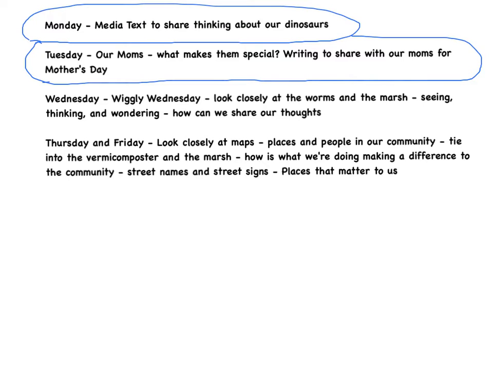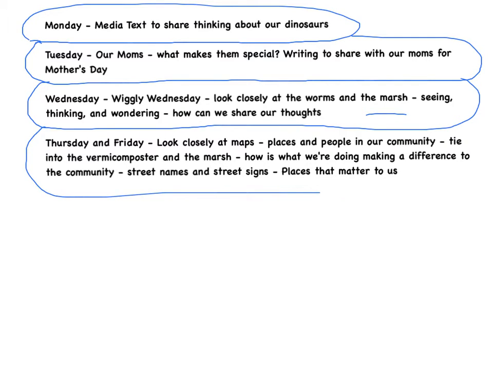On Wednesday, it's going to be our Wiggly Wednesday, but I'd also like to tie it in with the Marsh learning as well, and really kind of getting them into seeing, thinking, and wondering based on it. And I'm thinking maybe small groups would be neat with them to be able to dig deeper into it. So maybe having our Marsh set up in one area and having the worm set up in another, and giving them a chance to look, to explore, to see what's there, to dig and have those kind of rich conversations, and then figure out how they can share that in their writing, and giving them a chance to share it in the way that works for them.